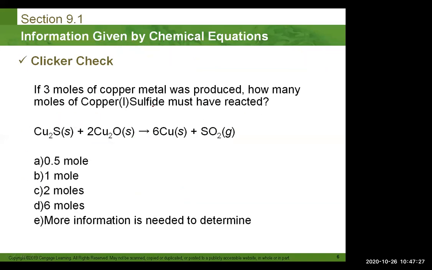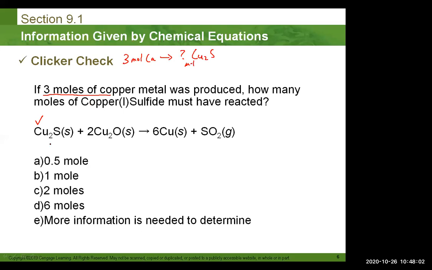Now, if we look at the same one and it told us that 3 moles of copper were actually produced, how many moles of copper(I) sulfide did we react with? Again, we could follow our information here. We do have the equation that's balanced. In this case, it gave us a number of 3 moles of copper metal. So we have produced 3 moles of the copper metal. We want to know how much of the copper(I) sulfide we started with. The only number they gave us was moles, and it's already in moles, so we don't have to do any type of conversion.